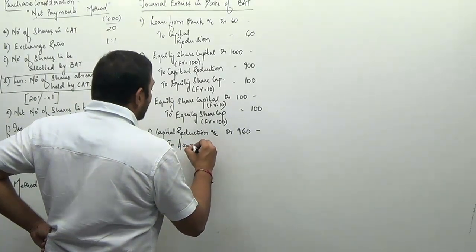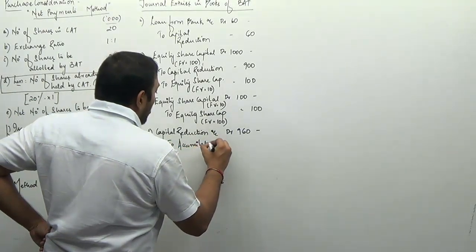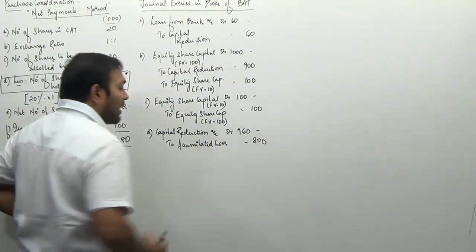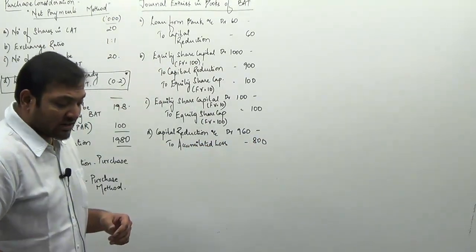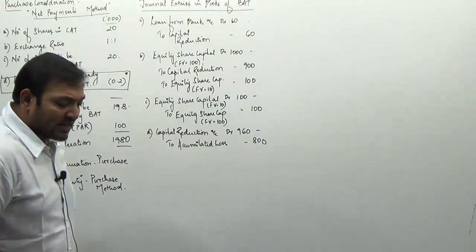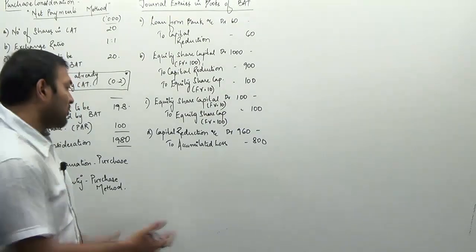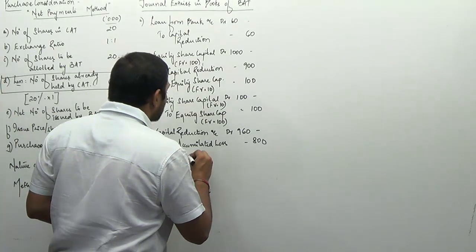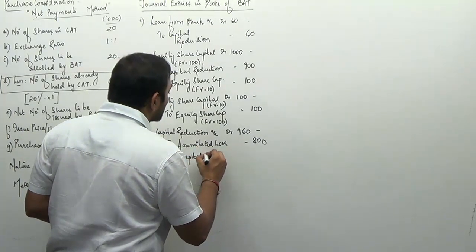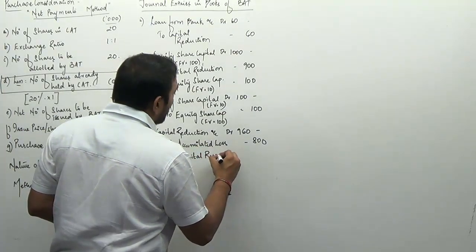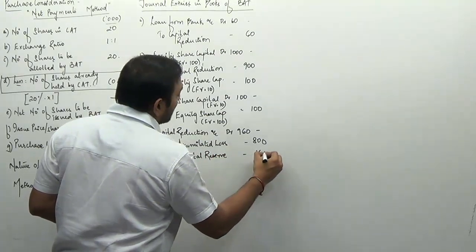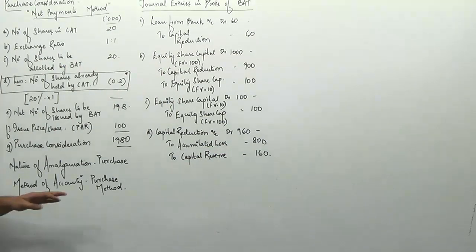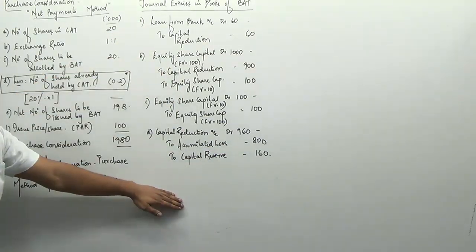Asset side last item. Accumulated loss is P&L debit balance. Anything else to be written off? Check your asset side. Now there's a tangible asset, I can't write off that. Debtors can't be written off. Accumulated loss, the only fictitious asset. To capital reserve, the balance capital reduction transferred to the reserve, 160. With that, we come to the end of reconstruction process.